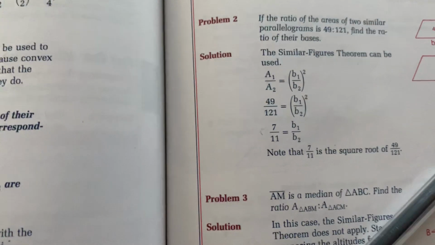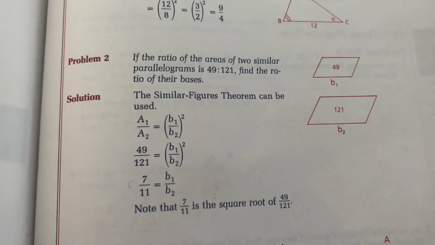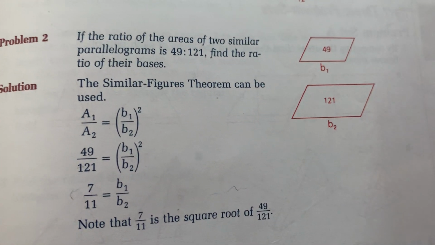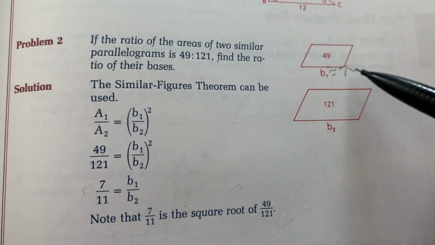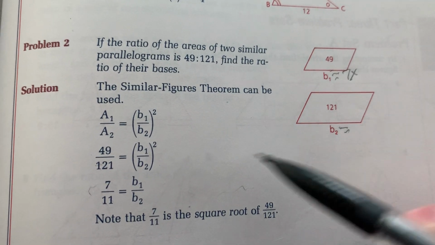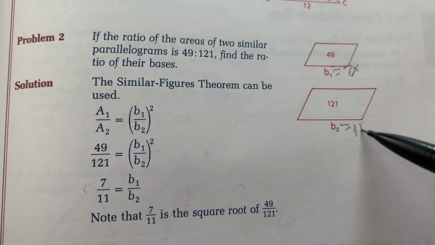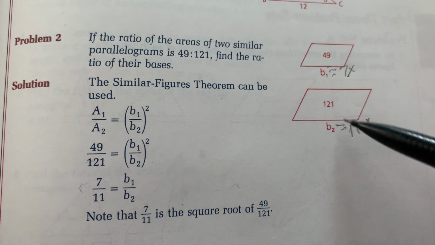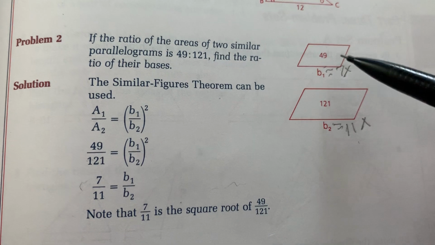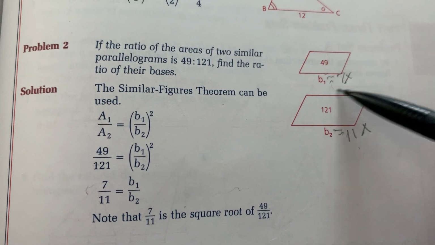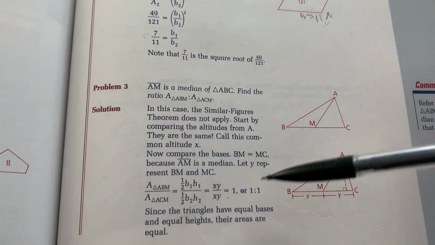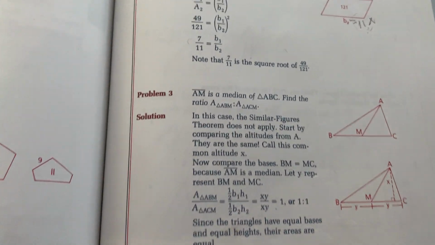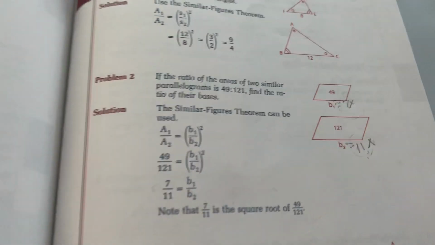And so what you could say, if you had to, depending on the complexity of the problem, is that B1 equals something like 7x, and B2 equals something like 11x. B1 is not exactly 7, but it's some multiple of 7, and B2 is some multiple of 11. I hope that makes sense. I think that's enough. The rest of the problems you're just going to have to figure out.